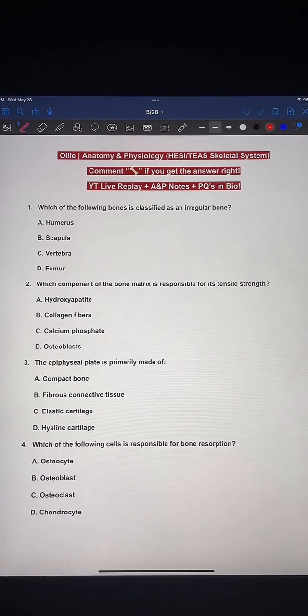Welcome in. We're on number 1 now. Which of the following bones is classified as an irregular bone? Put your answer choice down in the comments.